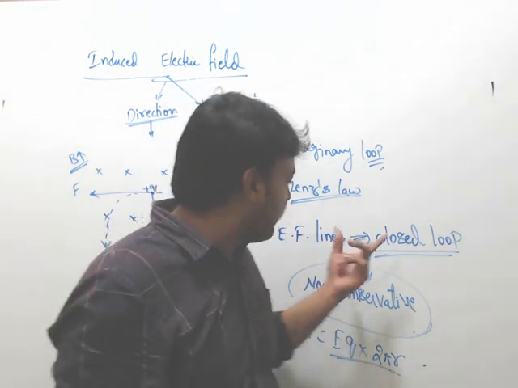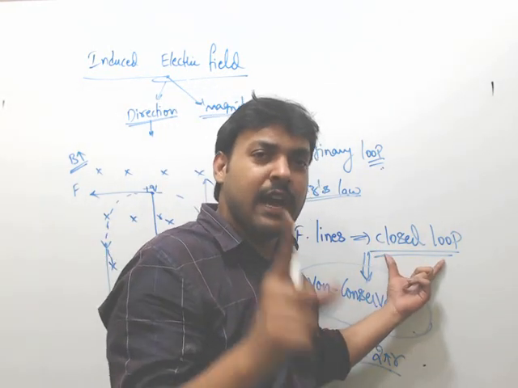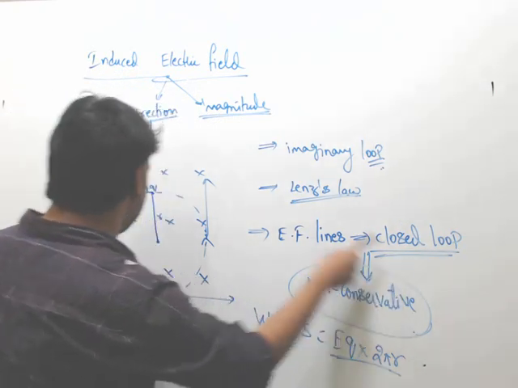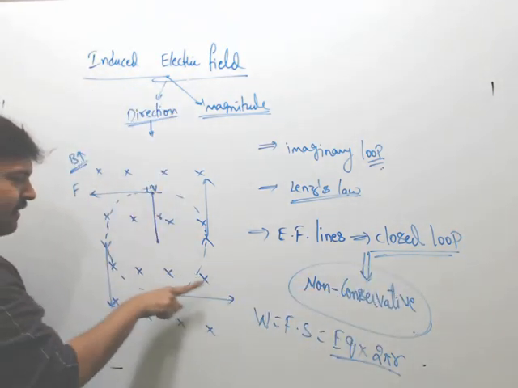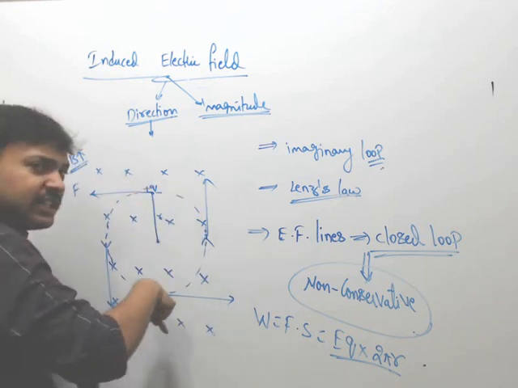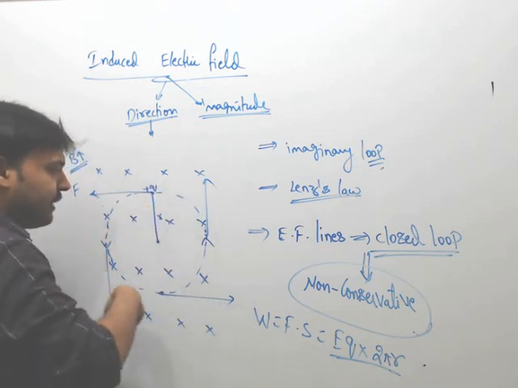Why is it a non-conservative force? Here the electric field lines will form a closed loop. Try to understand all the points. Why does it form a closed loop? Force and field will be in the same direction. If you join all the points, the force and field directions will be the same, then it will form a closed loop.